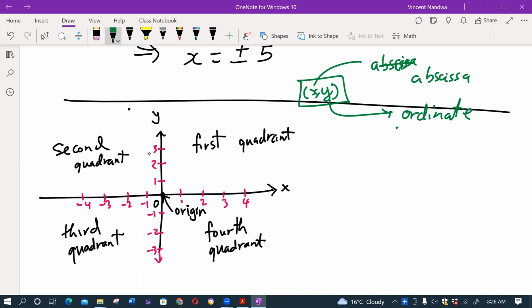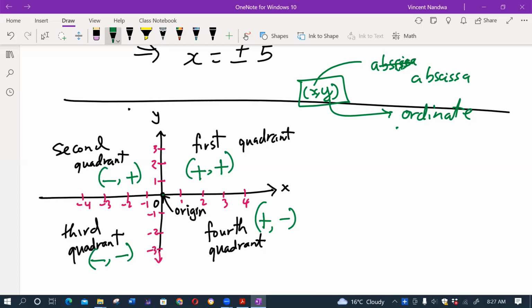So in the first quadrant, every value from here to infinity will have a positive sign followed by a positive sign. So x is positive, y is positive. In this quadrant, x is negative, but y is positive. In this quadrant, x is negative and y is also negative. In this fourth quadrant, x is positive, but y is negative. So this is how you can identify the location of a point in terms of quadrants once you have the Cartesian plane.